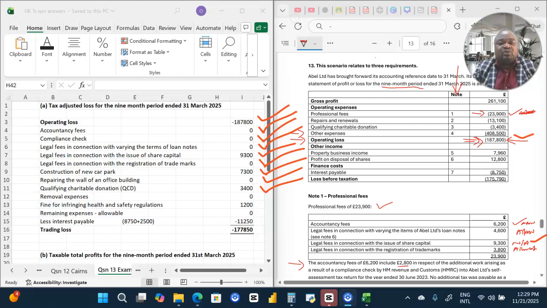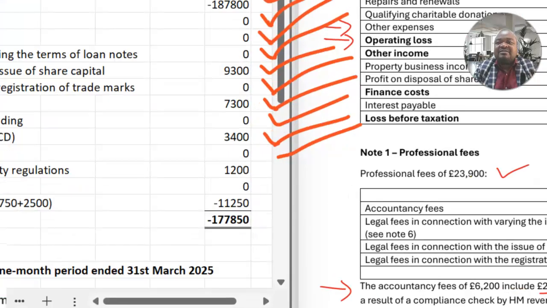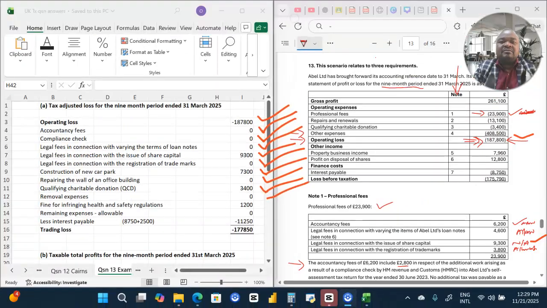Removal expenses, these were not expansionary, so we put a 0. They were allowed. Oh my God. I'm going to lose everything there. What's happening? Thank God I played around with the technology.